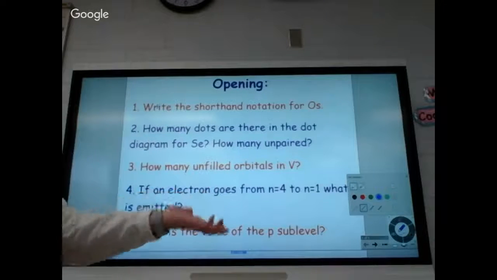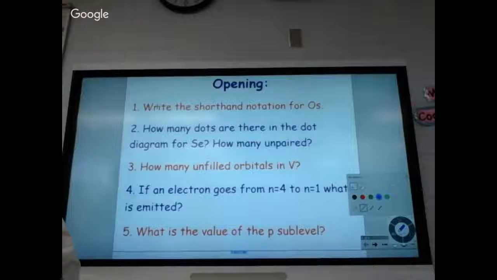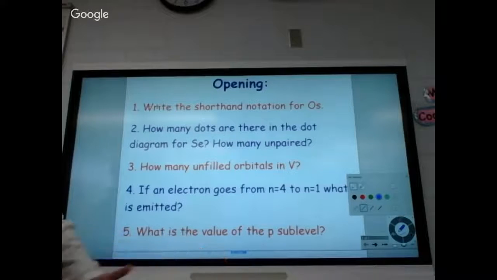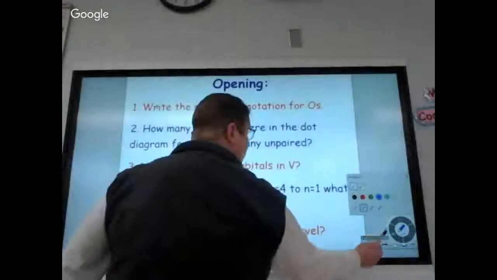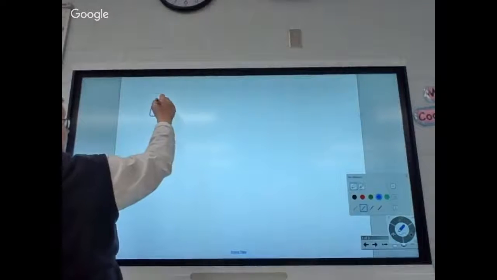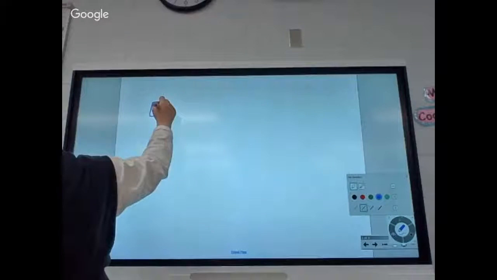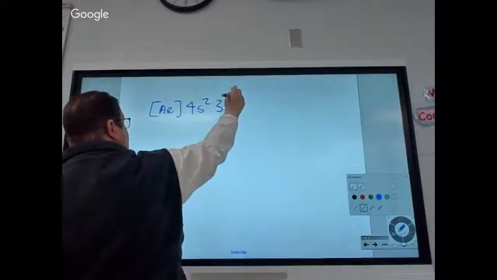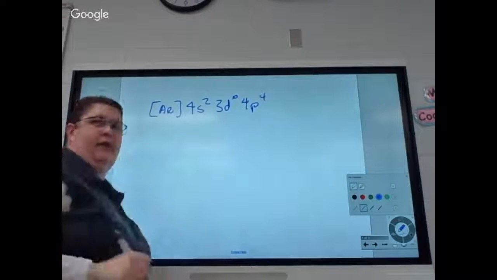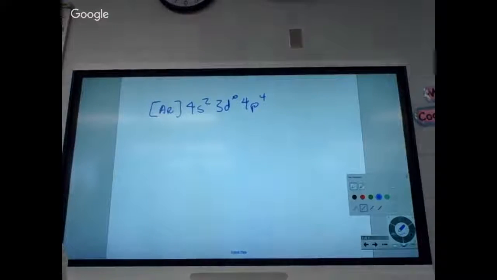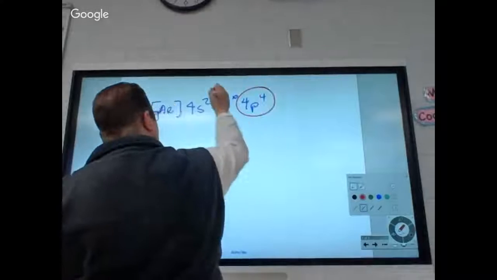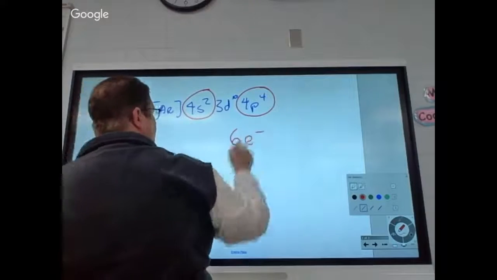There's no one way to do this. There are multiple ways to do this, okay? Some of you probably said the configuration for Se is Ar 4s2 3d10 4p4. Anybody draw the configuration? I would imagine some people in here actually drew it. Nothing wrong with that. Some of you said 6 electrons.